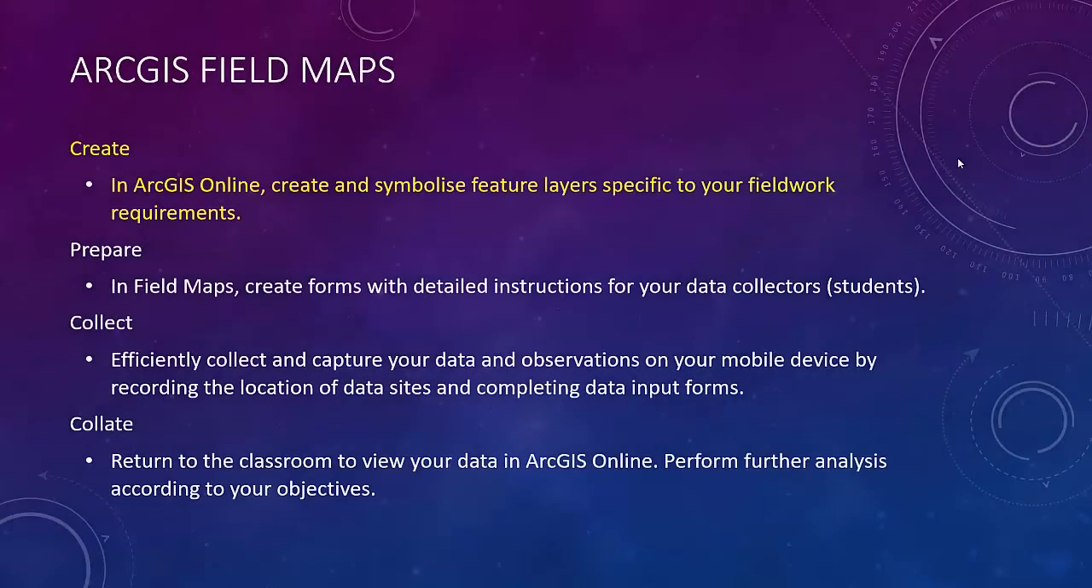In order to get started with Field Maps, you'll need to follow 4 steps. The 4 steps are displayed on the screen at the moment. We'll go through each of these 4 steps in today's video tutorial, but we'll begin with step 1, Create. We're going to head over to ArcGIS Online to create and symbolize our feature layers specific to our fieldwork requirements.